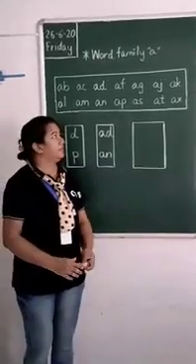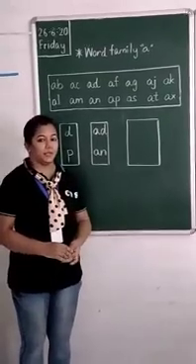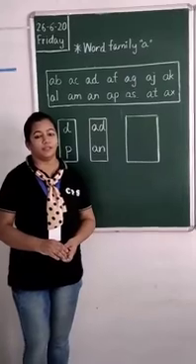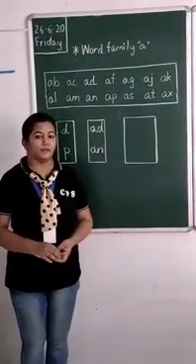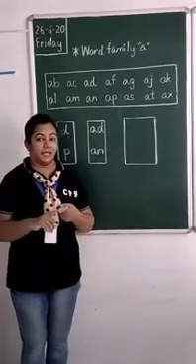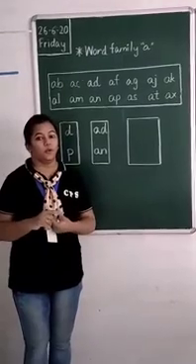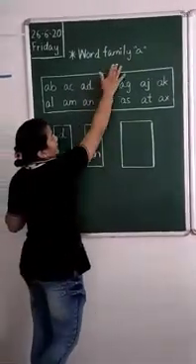Children, today we are going to do word family of A. Can you tell me how many vowels there are? Yes, there are 5 vowels. What are they? A, E, I, O, U.